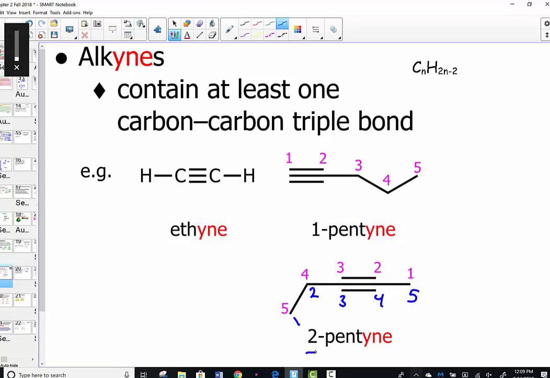So when I see 2-pentyne, that tells me between carbon 2 and carbon 3 is a triple bond. If I see 1-pentyne, between carbon 1 and carbon 2 is a triple bond. And I know it's triple because of the ending YNE.